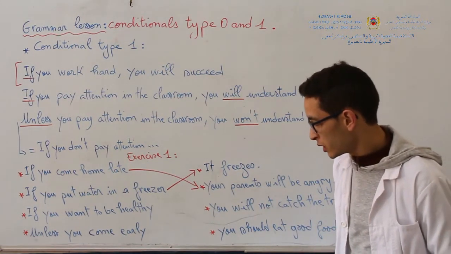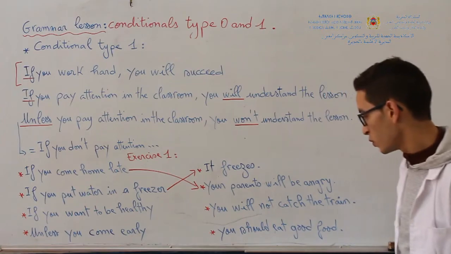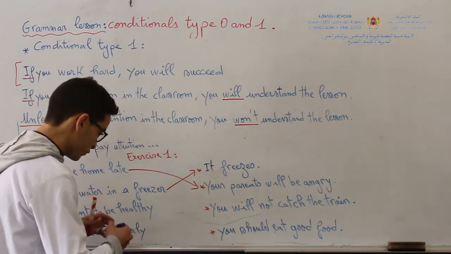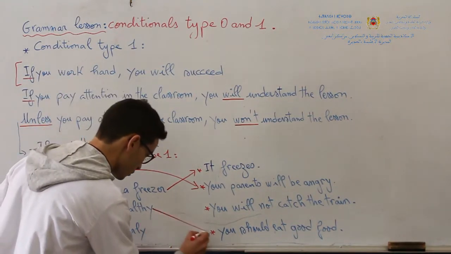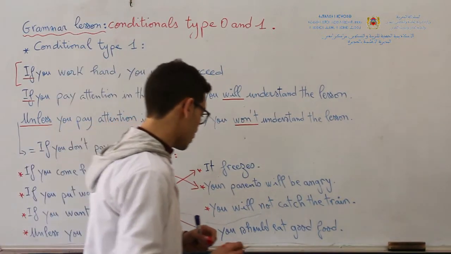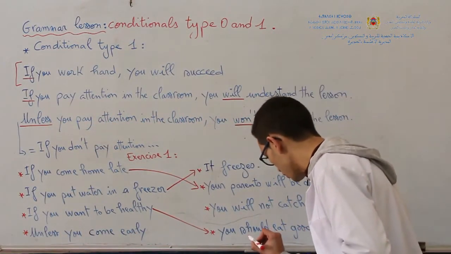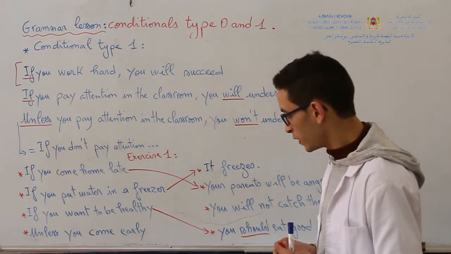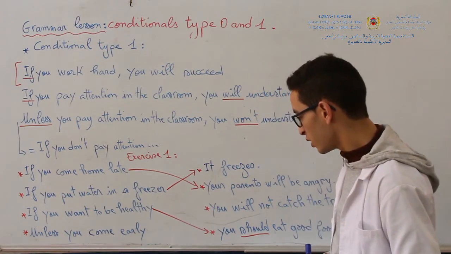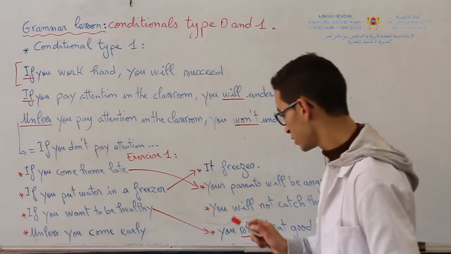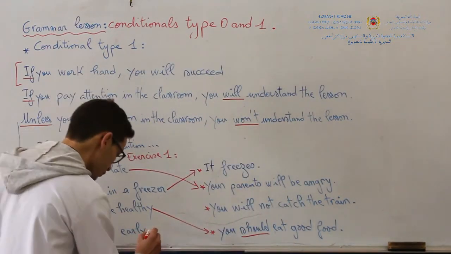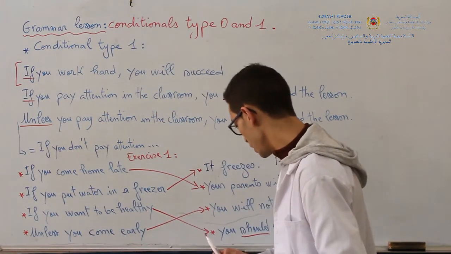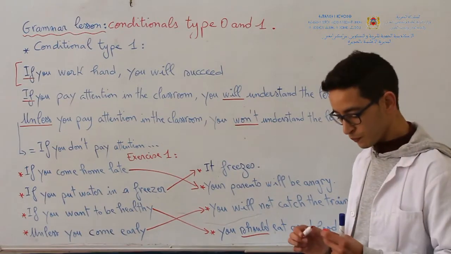The third sentence: if you want to be healthy, what should you do? You should eat good food. So as you can see here, we have the modal auxiliary verb, which is should. The final sentence is: unless you come early, obviously the answer is, you will not catch the train. What does it mean? It simply means, if you don't come early, you will not catch the train.